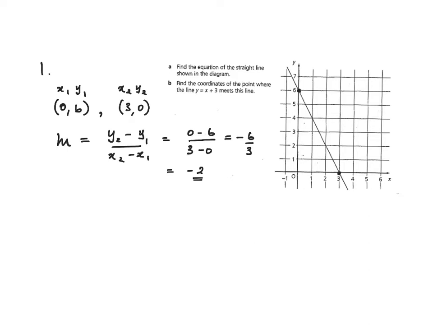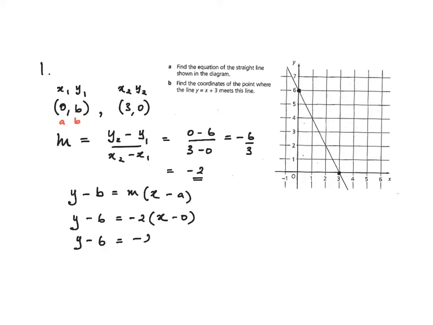I'm going to use the formula y minus b equals m bracket x minus a. I can use either point. Let me just take this one, that's a, and that's b. So y minus 6 equals minus 2, x minus 0, y minus 6 equals minus 2x, and we can add 6 to both sides. That's the equation of the line. So that was part A.